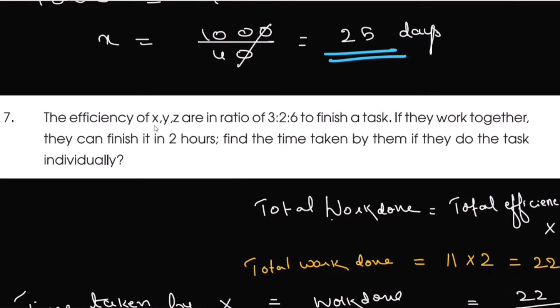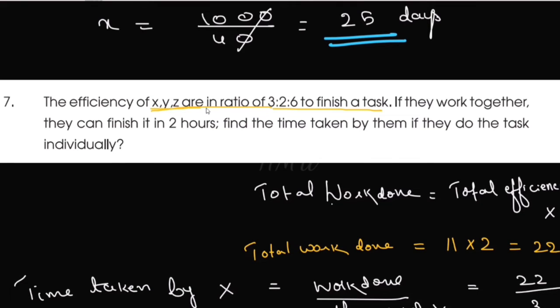The efficiency of X, Y, Z, again this is an efficiency sum. The efficiency is not the number of days they work. The efficiency of the people to finish a work is in the ratio 3:2:6. If they work together, they can finish it in 2 hours. Find the time taken by them if they do the task individually.